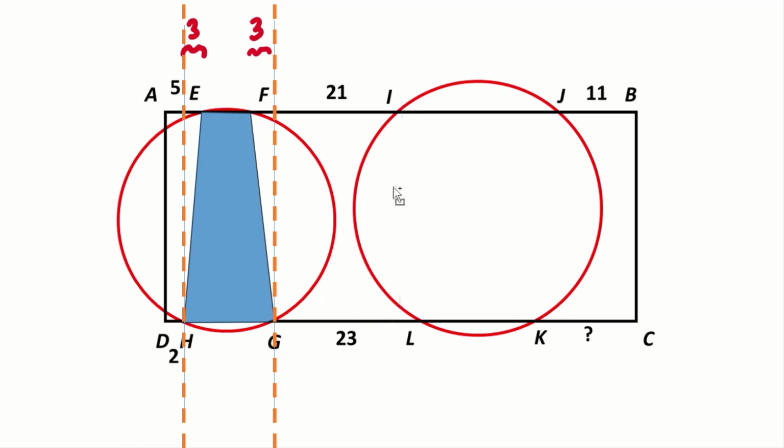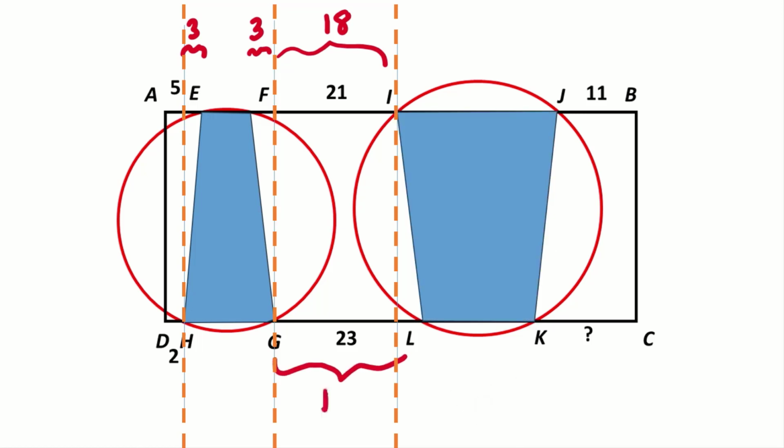Next, draw a line parallel to AD passing through I. Since FI is 21, this marked segment is 21 minus 3, which equals 18. Now, construct an isosceles trapezium using the four intersection points on the right side.